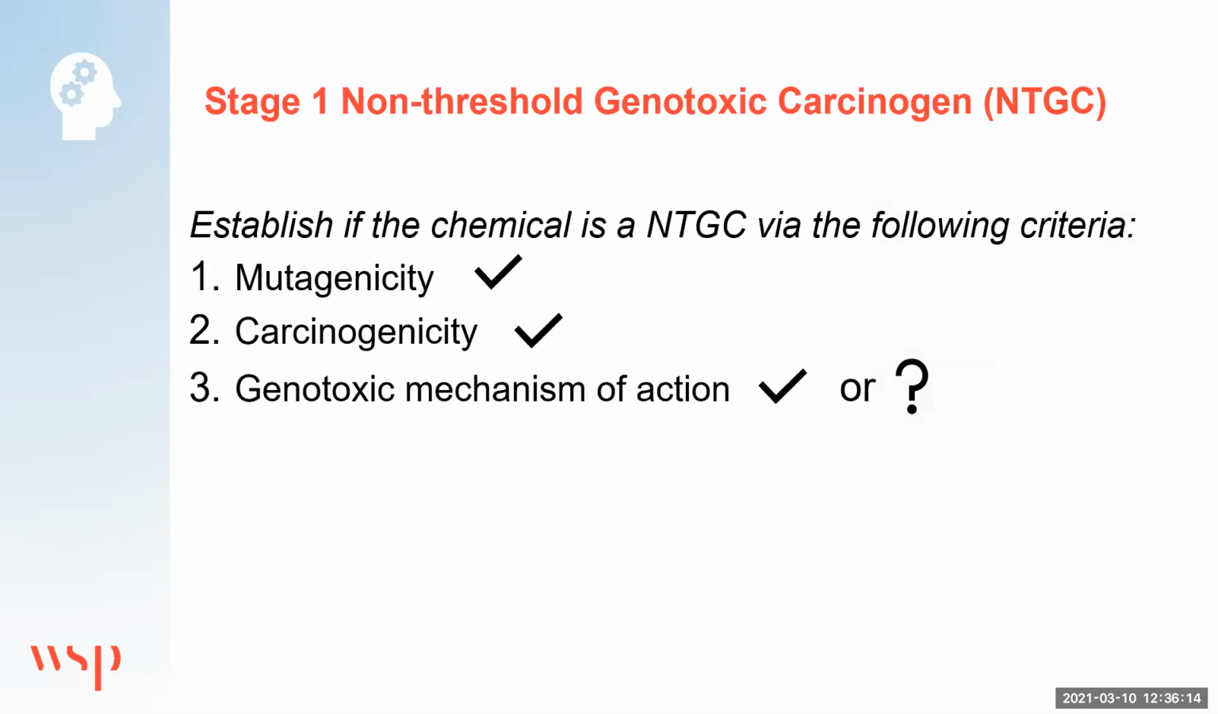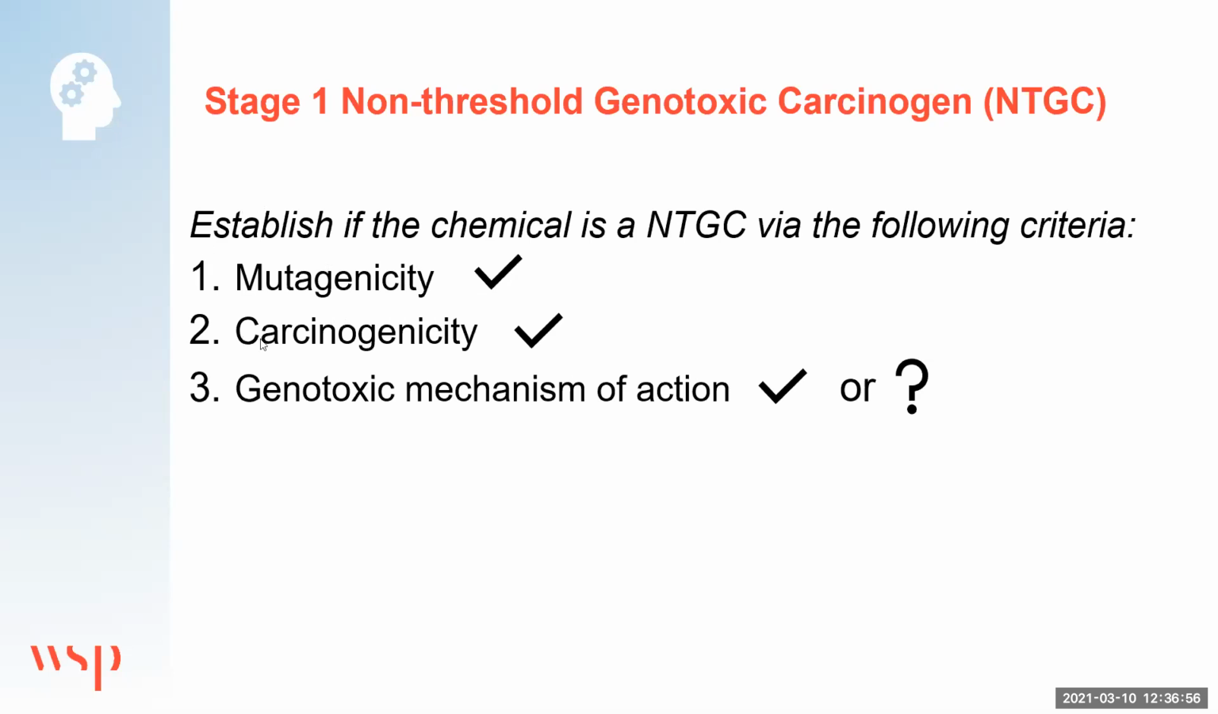So there were 3 criteria: mutagenicity, carcinogenicity, and genotoxic mechanisms of action. So criteria 1, there had to be clear and unambiguous positive results from adequately conducted mutagenicity tests, and I'll expand on these in a moment. There had to be positive results from adequately conducted carcinogenicity studies, and point 3 here, it had to be assumed or confirmed genotoxic mechanisms of action in the formation of tumors.